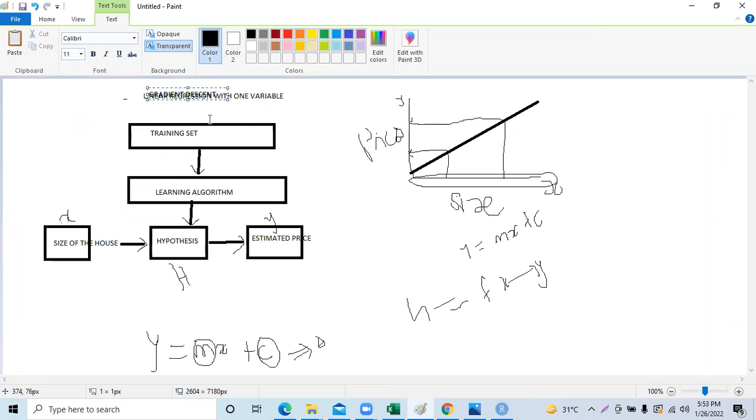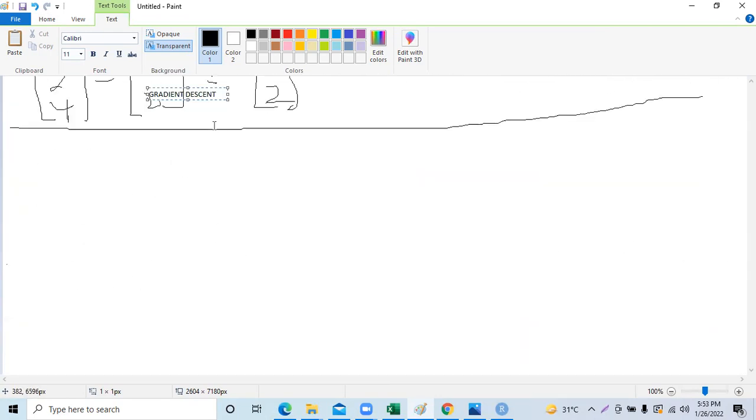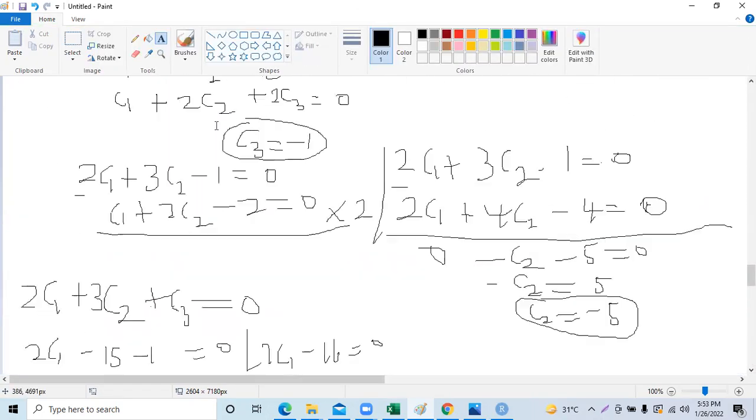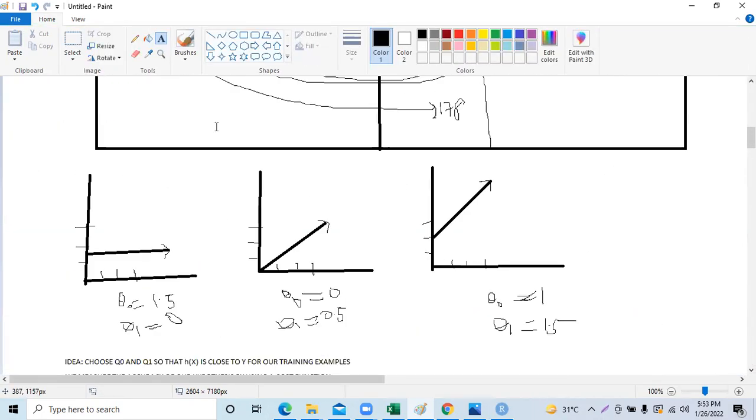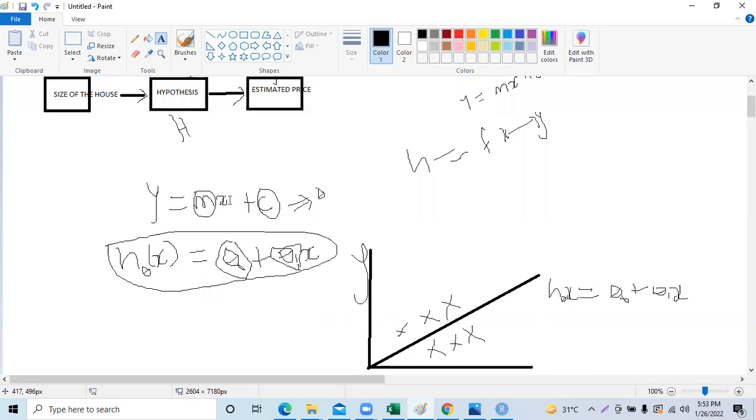So in the last class, we looked at cost function, right? We looked at linear regression with one variable. Then we looked at the central dogma of machine learning, from training set to learning algorithm. Then we looked at the hypothesis, how we map the feature to the output variable, which is h. We looked at y equals mx plus c, which is the formula for simple linear regression.